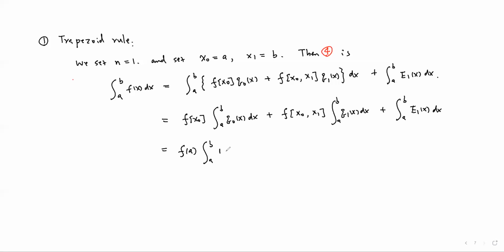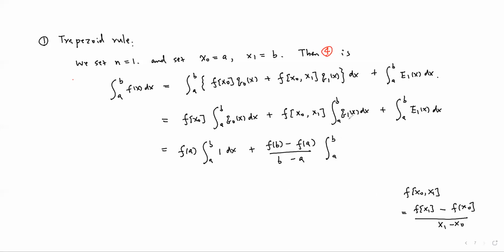Q0 is 1. The divided difference by formula is f(x1) minus f(x0) over x1 minus x0. So this is a function value at x1, and x1 is b. So this divided difference is the function value at b minus the function value at a, over b minus a.